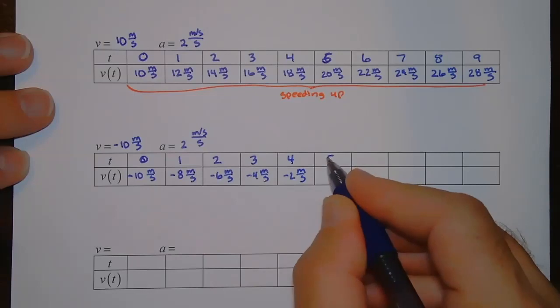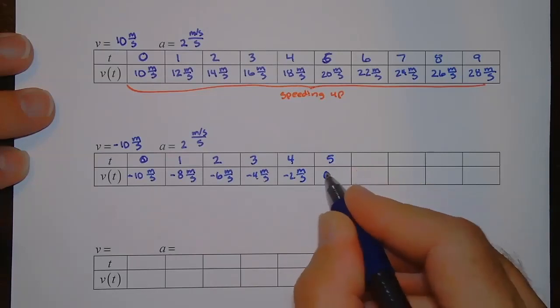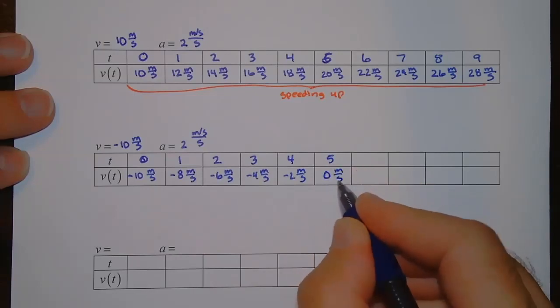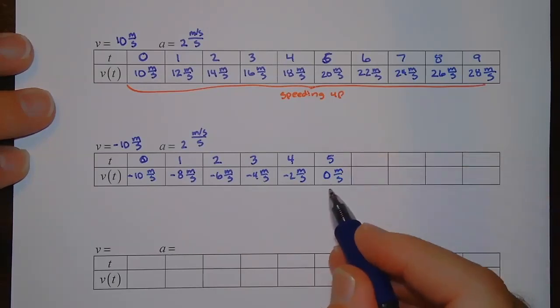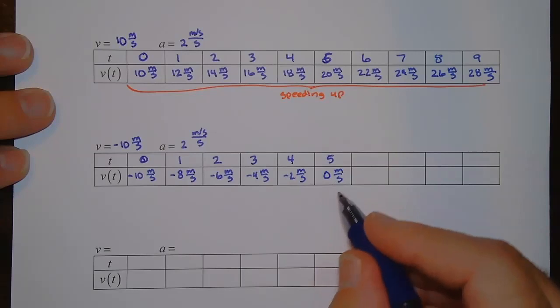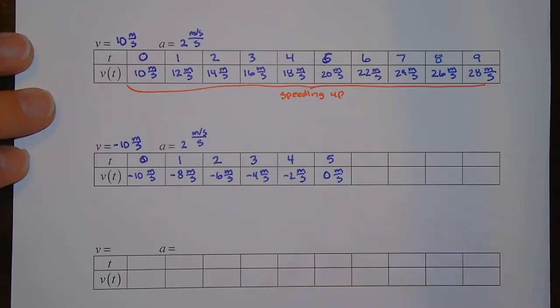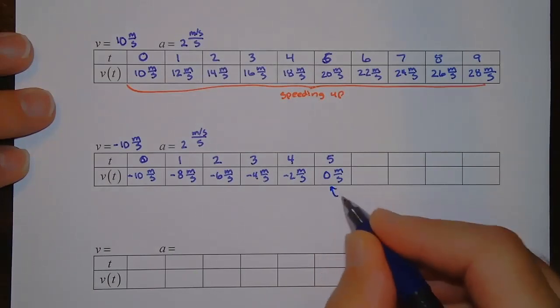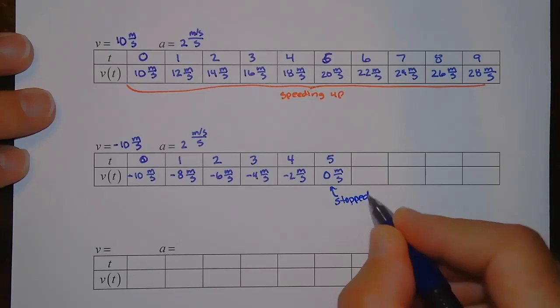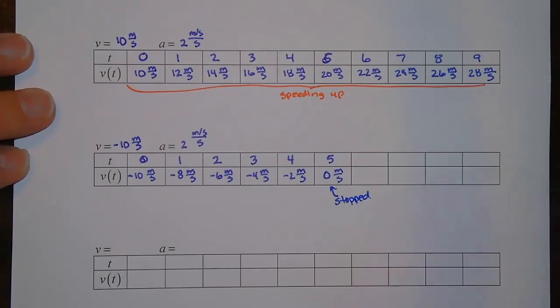At 5 seconds, we'd be at 0 meters per second. Okay, so this is important. The velocity is 0 here. Whenever the velocity is 0, what we can say is that we have stopped. Momentarily, in a moment of time. It's not like coming up to a stop sign and stopping. We're just stopped for not even 1 second, like a moment in time.